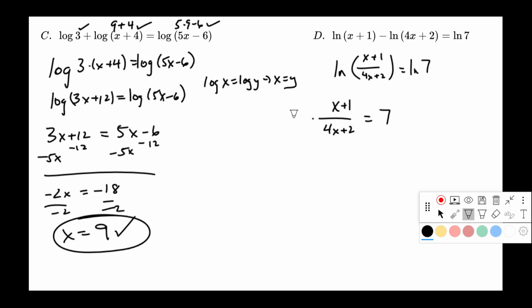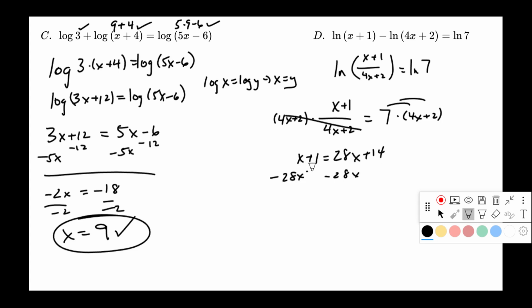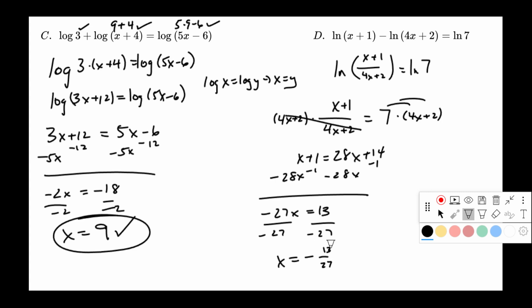Now I got to solve this for x. So I got to get the 4x plus 2 out of the denominator there. So I'm going to multiply it on both sides. That clears that out, and I can distribute that. So I have x plus 1 equals 28x plus 14. I'm going to subtract 28x on both sides. Subtract 1 over there. Negative 27x equals 13. And divide both sides by negative 27. I have x equals negative 13 over 27.